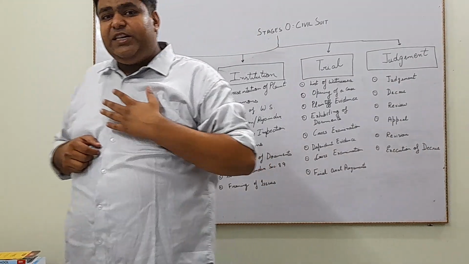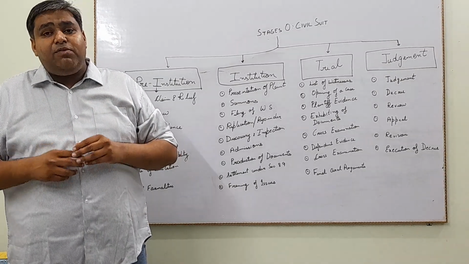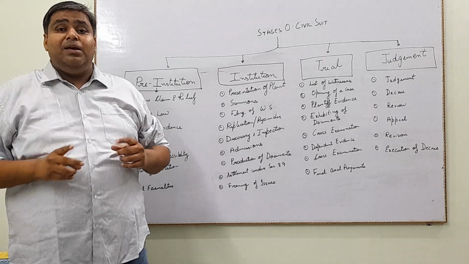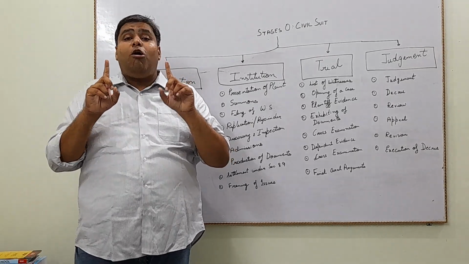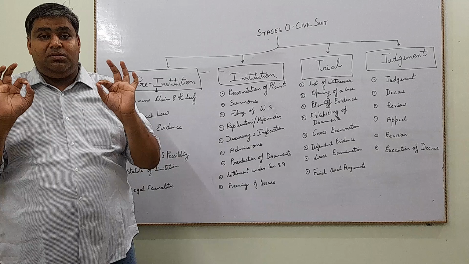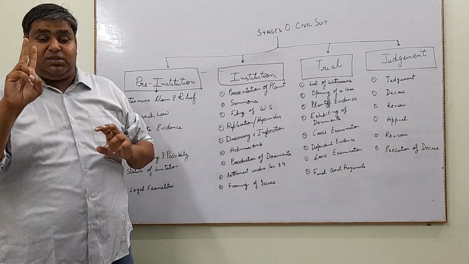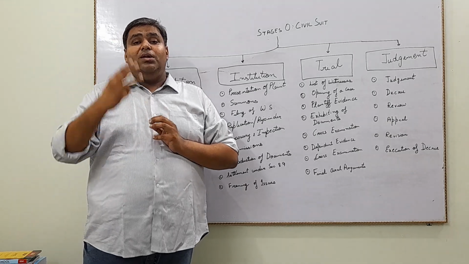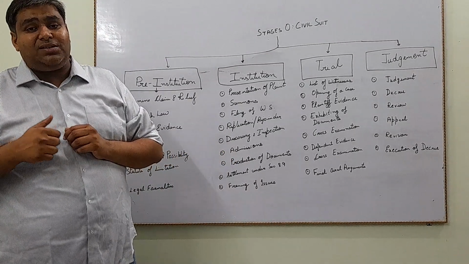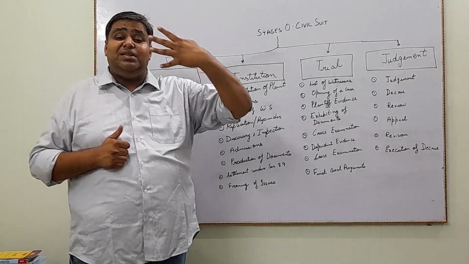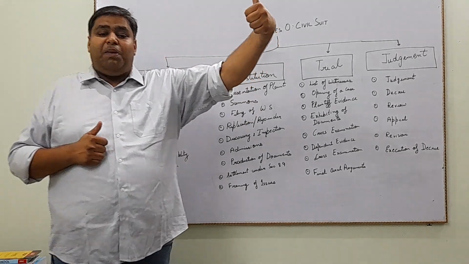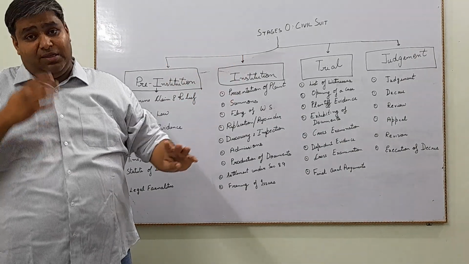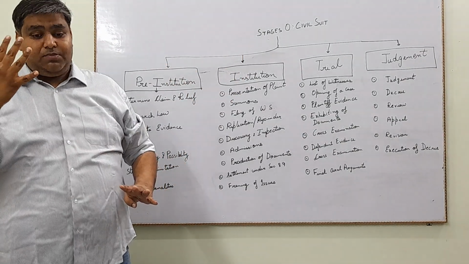Can we have a dispute with ourselves? Therefore, there are generally 4 essentials of a civil suit. The first essential is that there must be opposing parties, or there must be a minimum of 2 parties. Second, there must be a certain subject matter in dispute. Third, there must be a cause of action. And the last, the relief claimed. So these are the 4 essentials of a civil suit: opposing parties, subject matter in dispute, cause of action, and the relief claimed.